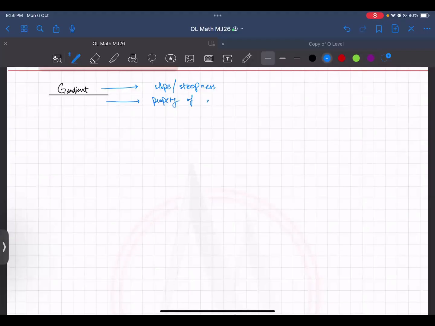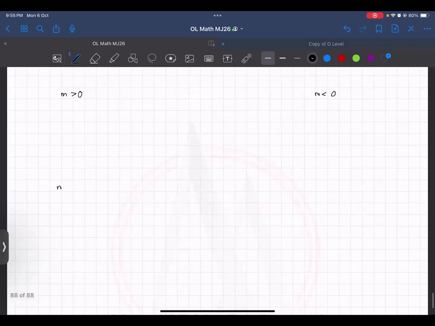Property of a straight line, of a line, of a line. Now you can have 4 different types of values of gradient. Your gradient is small m, it can be positive. Your gradient is small m, it can be negative. Your gradient is small m, can be 0. Or your gradient can be infinity.